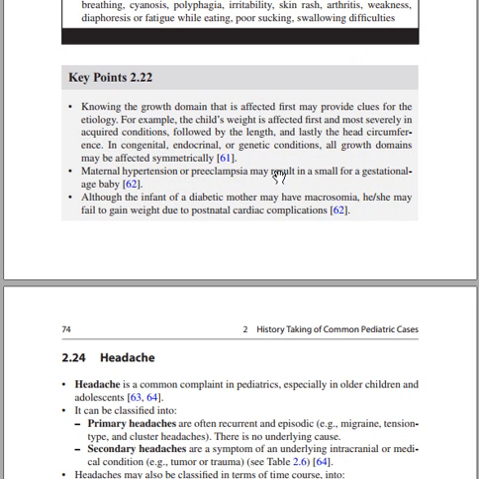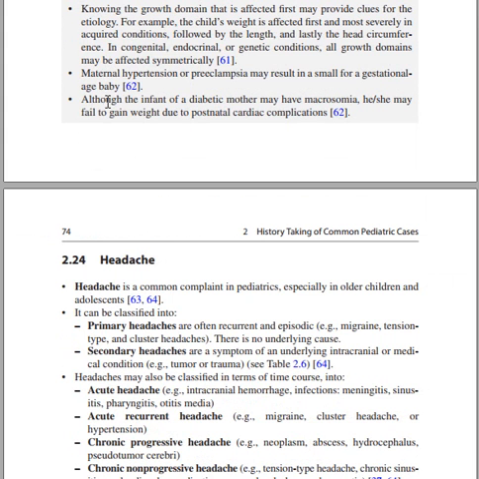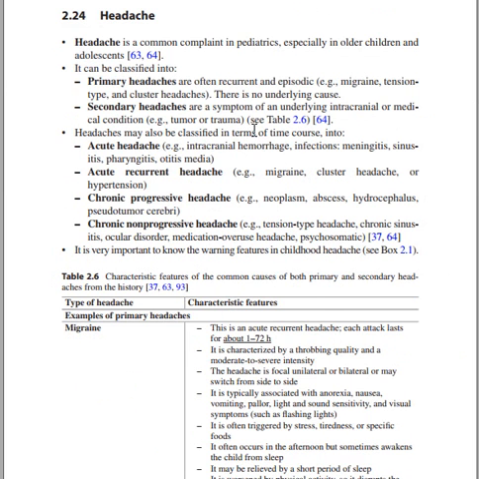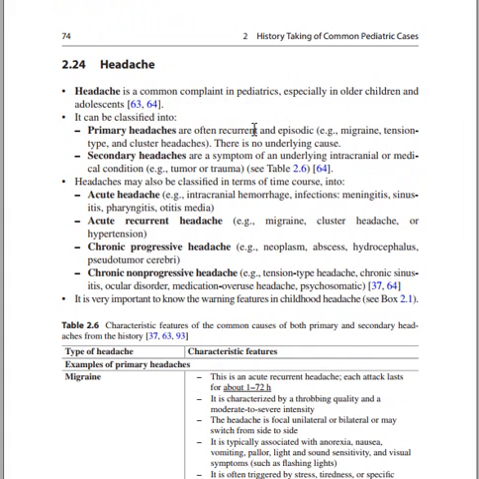Maternal hypertension and preeclampsia may result in a small for gestational age baby. Although the infant of a diabetic mother may have macrosomia, he or she may fail to gain weight due to postnatal cardiac complication. So the next thing you're going to visualize is headache.